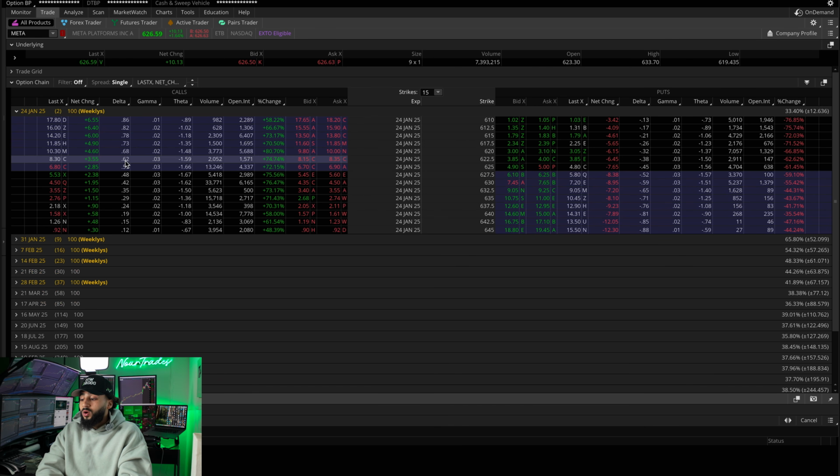Delta is to be used in a way where you ask, is this worth the trade or not, right? If I have a target of 622 and Meta's at 620, it'll show me how much I'll make per dollar move. So I'll understand what's my reward versus risk on these contracts for that price target that I have for myself, right? That's the way to use Delta.